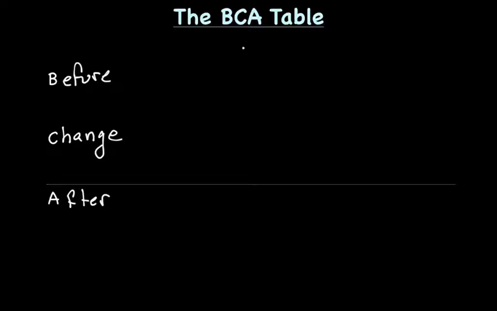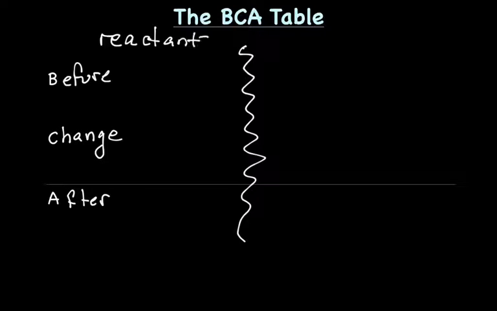Let me introduce you to this table a little bit before we actually start using it. First of all, we usually divide the table in half, with the left side being where we fill in information about the reactants, and the right side, the information about the products. Just like the equation is set up.